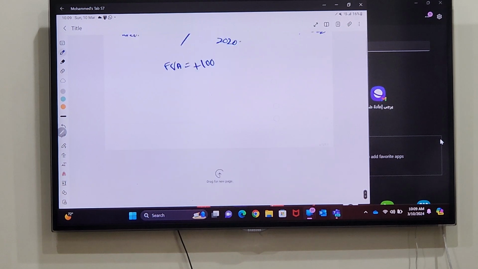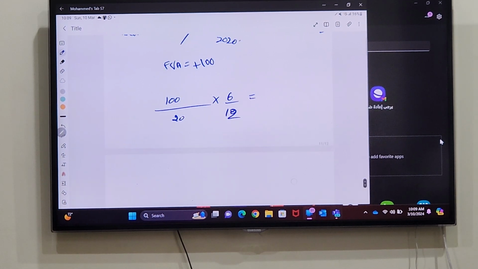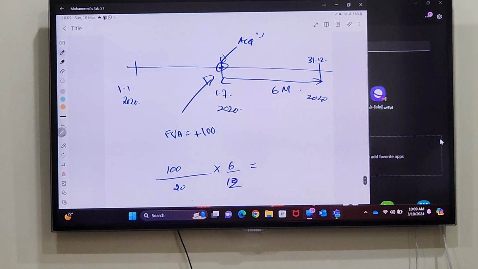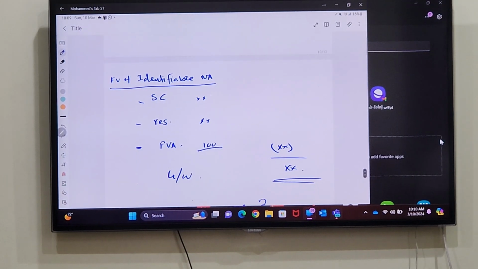Let's say the remaining life is 20. So what you do is you divide this by 20 and only 6 months, sorry. So this will give you the depreciation for the additional 6 months. That needed to be adjusted as an expense. So this is about fair value adjustments.